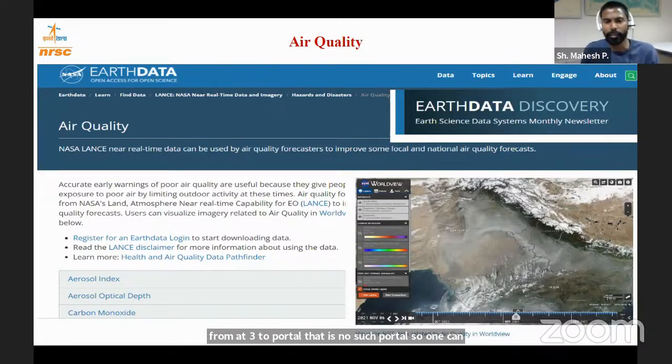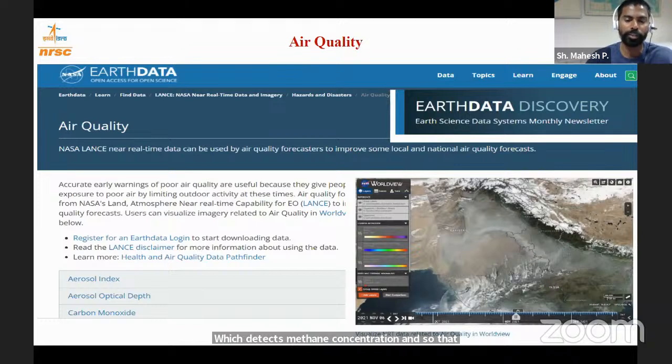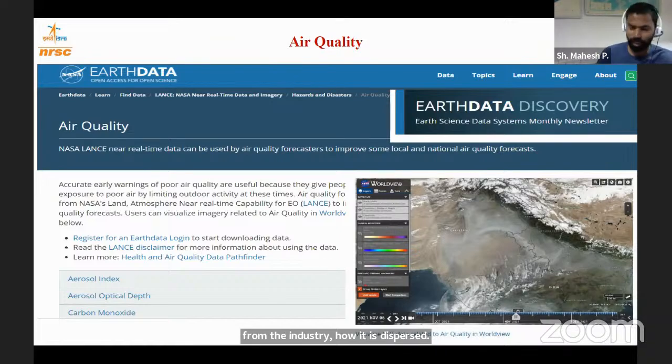Because today, as I said in the beginning, the spatial and temporal resolutions have evolved and are very useful for the point-level information we are able to detect today, compared to the days of 300 kilometer by 300 kilometer spatial resolution. Today we are at 30 meter by 30 meter resolution. One example: there is a sensor called EMIT on board the International Space Station, which detects methane concentration, and at 30 meters we are able to track methane plumes. So if there is an industry, we can see how much plume is coming out from that industry and how it is dispersed. We are in a position to track even the pollution and the greenhouse gases.